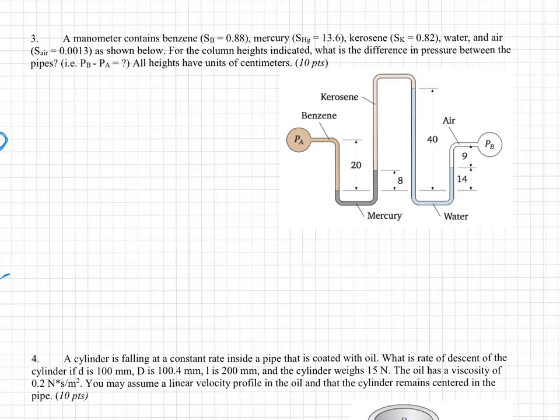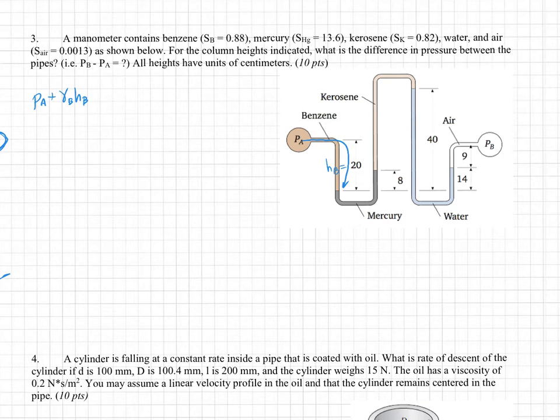So we're going to start at PA. I'm going to build my equation, right? So here I am on PA. I'm going to go down to here. So if we're going down, we're going to add, and we're going down in benzene, gamma benzene, times that 20 centimeters, which for now I'm just going to call HB. Okay, so this is HB right here, is 20.